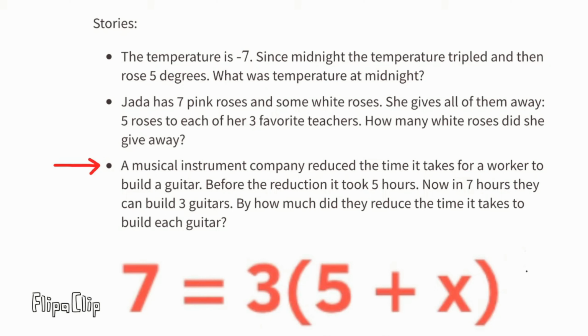Since x equals negative 8 thirds, that means that they reduce the amount of time that it takes to build each guitar by 8 thirds. The term reduce means that they're subtracting 8 thirds from the time it used to take to build 1 guitar.